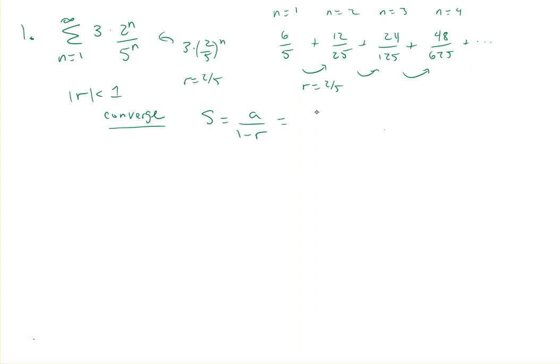We can say, okay, our first term is 6/5, over 1 minus 2/5. Oh, is that 2? That's awesome. That's just 2. Okay.